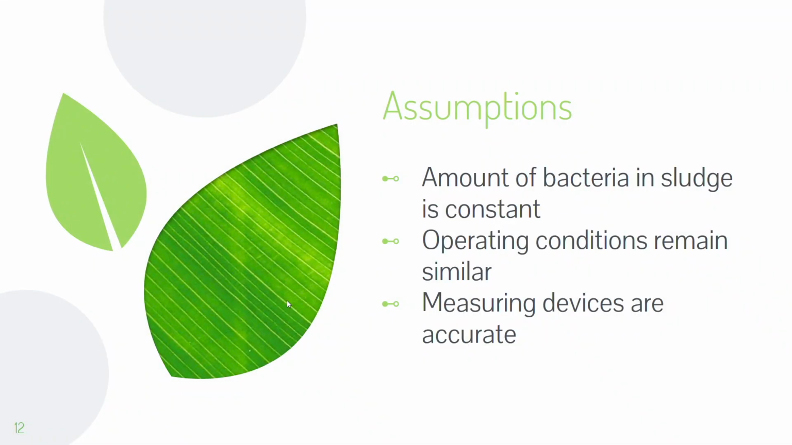Several assumptions were made in this project. The first assumption is that the amount of bacteria in sludge in both cells would remain constant. This is because the sludge was taken from the same location. The second assumption is that operating conditions will remain similar. This is because the cells were nearly identical and were run in the same room. The final assumption was that the measuring devices are accurate. The measuring devices were tested prior to their use on the cells to verify their accuracy.